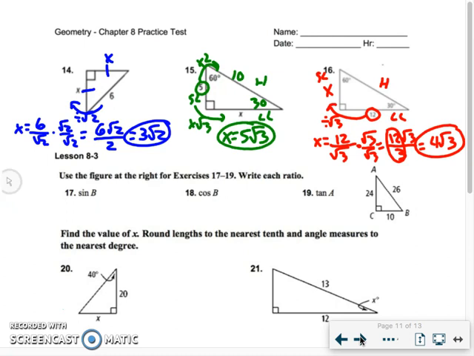That's 8-1 through 8-2, Pythagorean theorem, and special right triangles, so 30, 60, 90, and 45, 45, 90. I'm going to stop this video here, and we'll do 8-3 and 8-4 in a separate video.